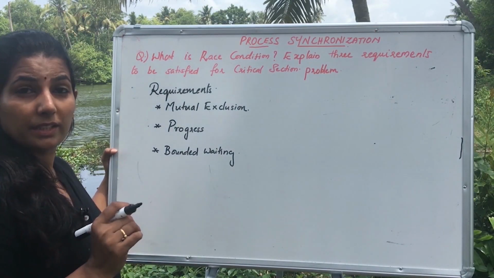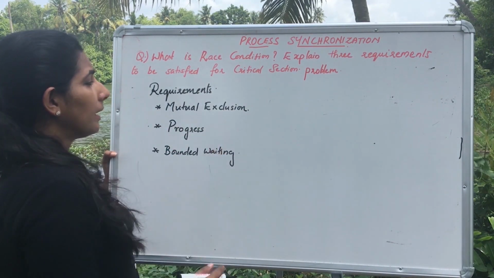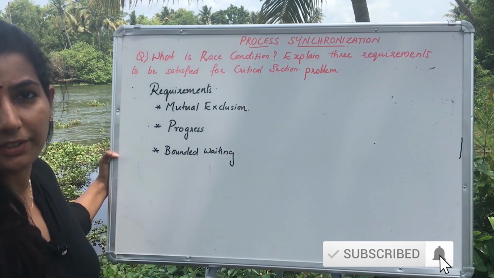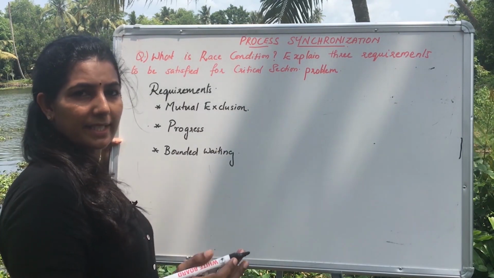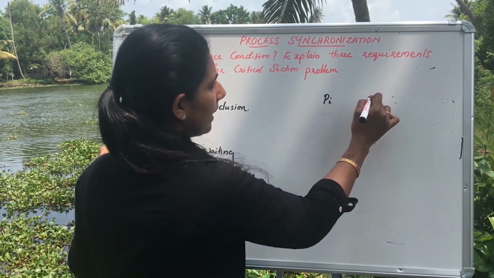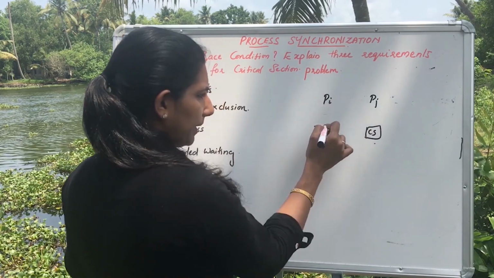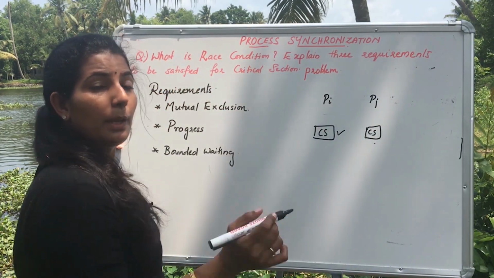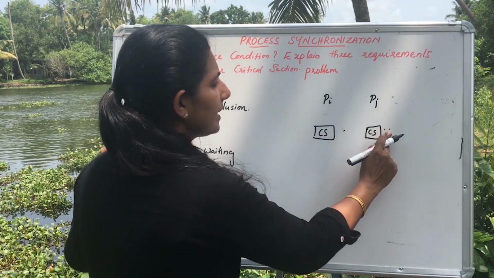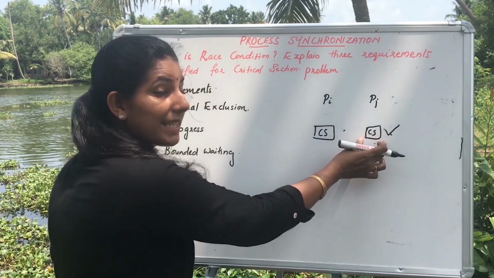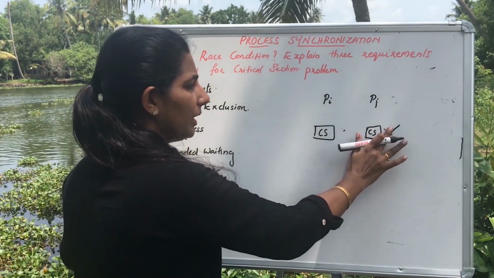There are three requirements for the critical section problem: mutual exclusion, progress, and bounded waiting. The first two are the primary requirements, or I can say mandatory requirements, and bounded waiting is the secondary requirement. So what is mutual exclusion? Mutual exclusion is nothing but if I have processes Pi and Pj and both want to enter into the critical section, if Pi has entered into the critical section, Pj should not be allowed to enter, or vice versa. If Pj has entered first and is executing the critical section, Pi should not be allowed in.